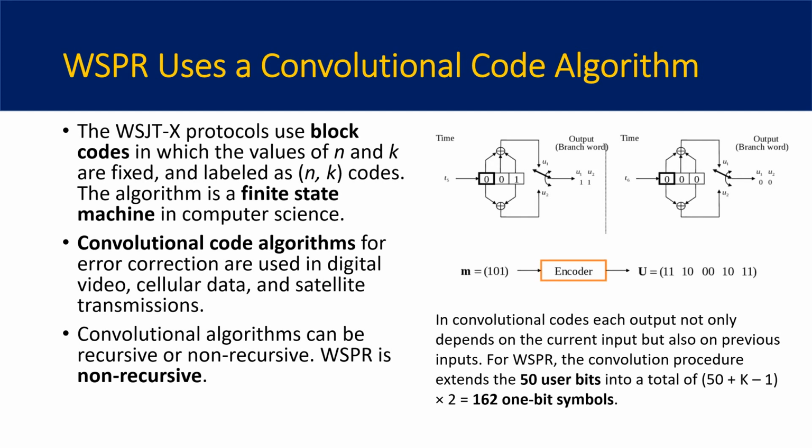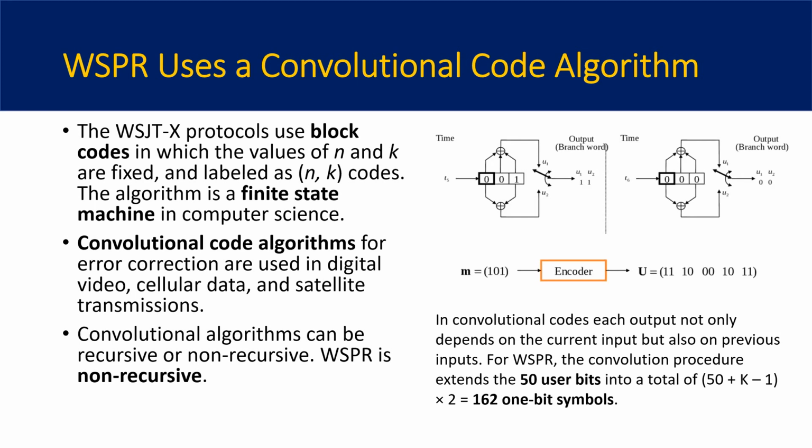In convolutional code algorithms, they can be recursive or non-recursive, and WSPR happens to be a non-recursive algorithm. So in this process, each sequential bit depends not only on the current input into the algorithm, but the previous inputs. So there's a pattern that emerges based on previous inputs, bit by bit, into this algorithm, and then the redundant bits that are produced.